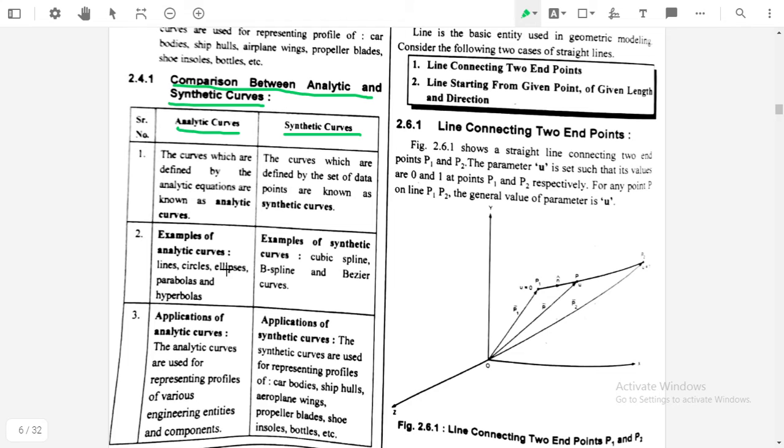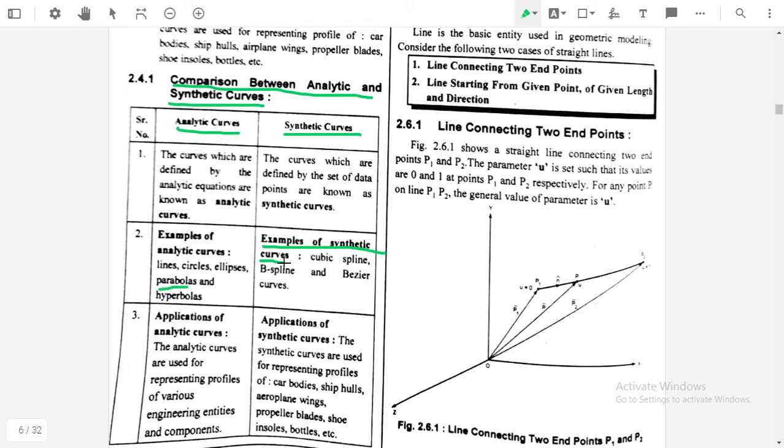The next point of difference between analytical and synthetic curves is the example. What is the example of the analytical curve? Line, circle, ellipse, parabola, hyperbola. These are some examples of the analytical curve. Then the synthetic curve.